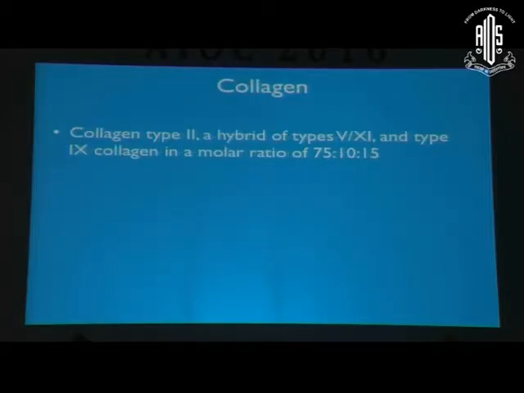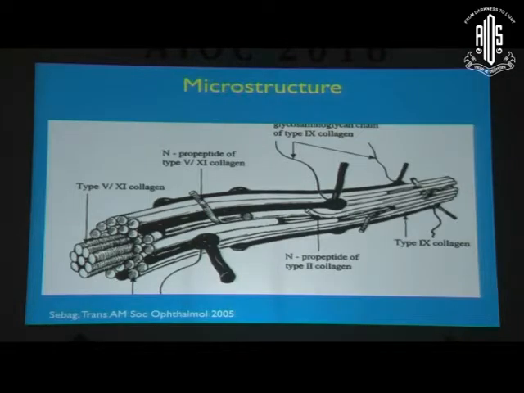The collagen is mainly collagen type 2. There is also a hybrid of collagen type 5 and 11, and type 9 collagen. This is the microstructure of the vitreous fibers, and you can see there is a core made up of type 5 and 11 collagen, and type 9 collagen is on the outer aspects of this. This work has been done to a great extent by Jerry Sebag from California. He is one person who has to be credited for most of the work done on the physiology of vitreous.